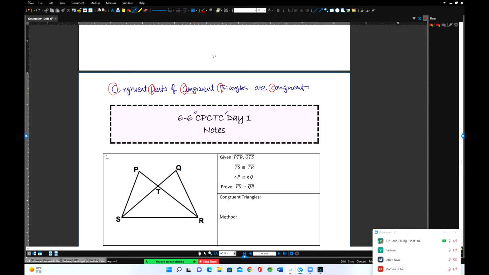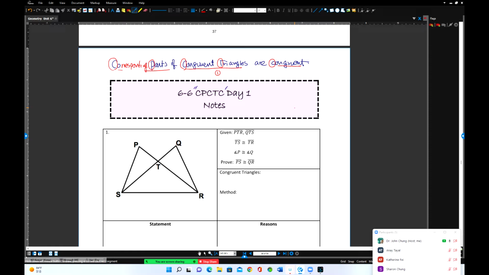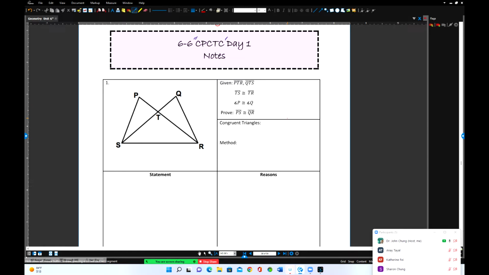Okay, that is the first way. Now, second, you can say corresponding parts of congruent triangles are congruent. Okay, we're going to try number 1 over here.